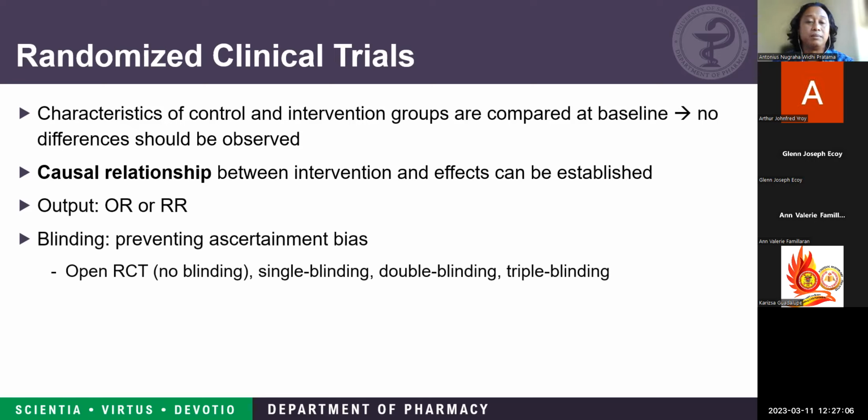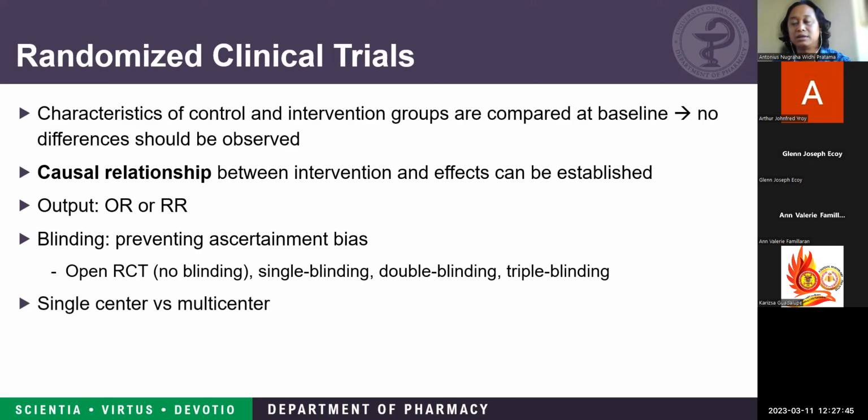And like what I said before, there is a blinding. Blinding is to prevent ascertainment bias. There are many types of blinding, 4 types of blinding. The open RCT. You probably remember that in the beginning of COVID-19, a lot of RCTs for the vaccines were open RCTs. There is no blinding because we need to get immediate results. So there is no blinding. And then single blinding, double blinding, triple blinding.